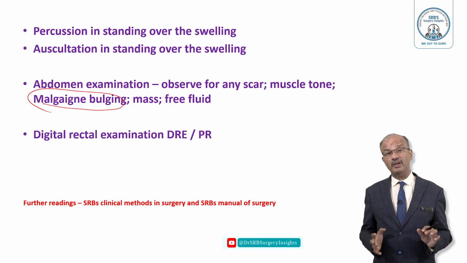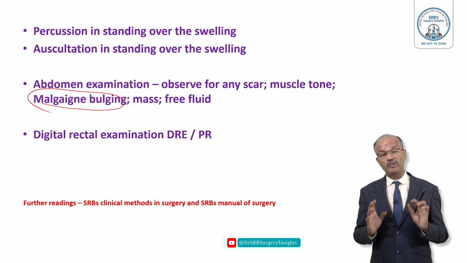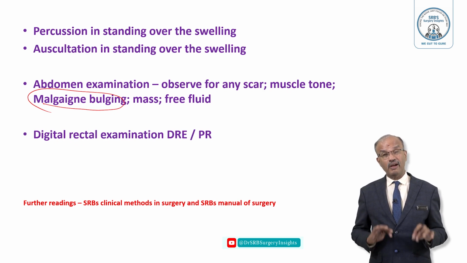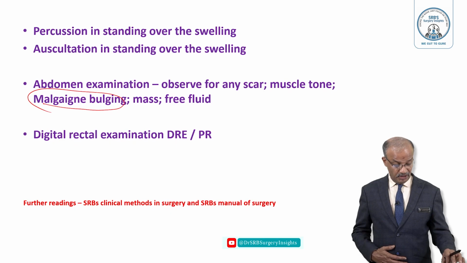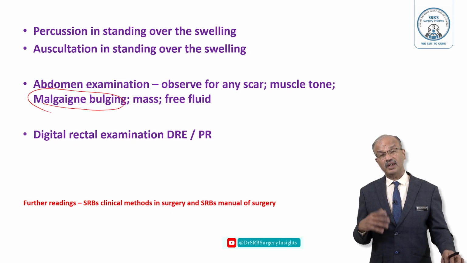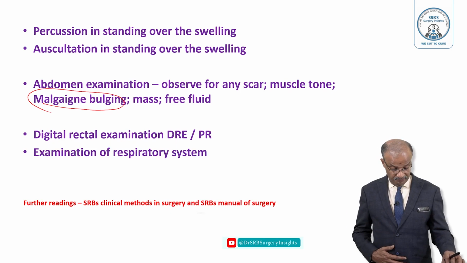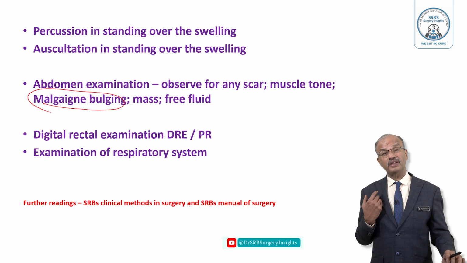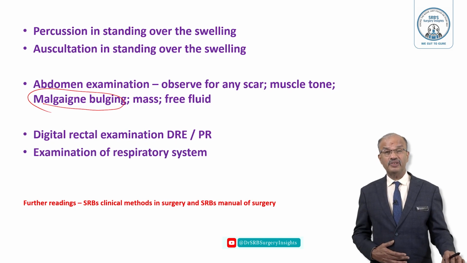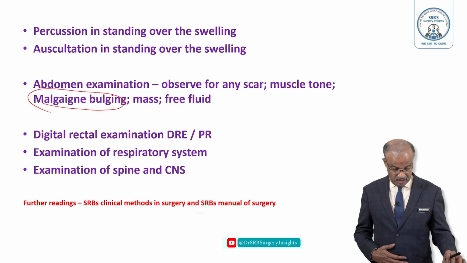In any abdominal disease, abdominal mass, or hernia, you have to do a rectal examination, for stricture, or BPH in elderly males, and so on. The respiratory system is again a precipitating factor, so look for altered breath sounds, effusion, and so on. The spine is again an important point.